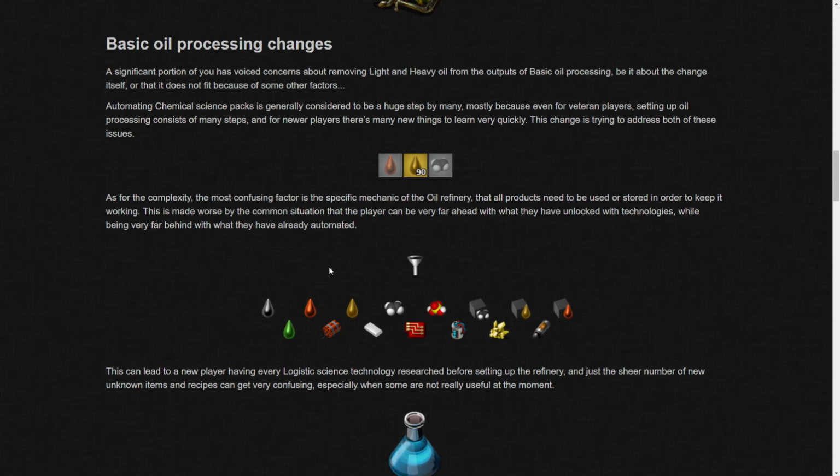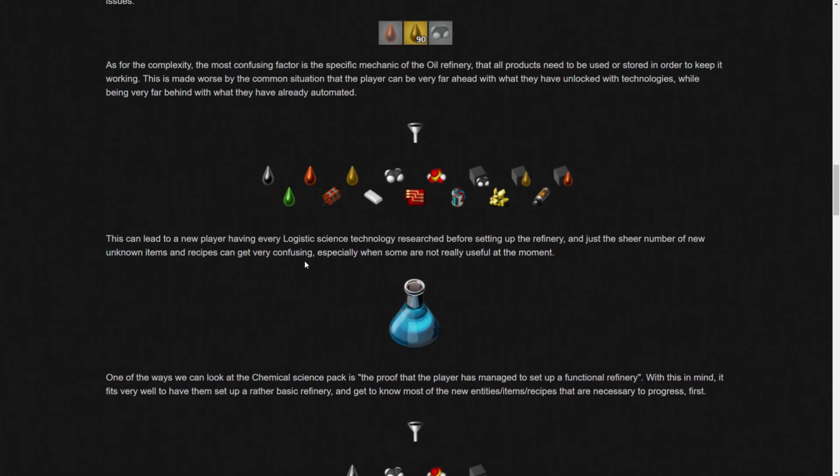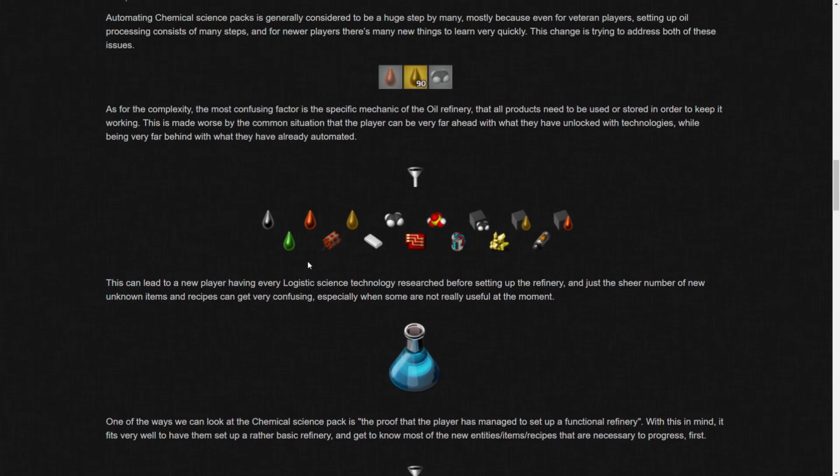That's logistic science. Yeah. I'm used to calling it green science. Yeah. Chemical science is still blue science to me. And so because you have all this stuff, you end up exhausting all of your logistic science technology before you have your refinery set up. And they see this as a problem.